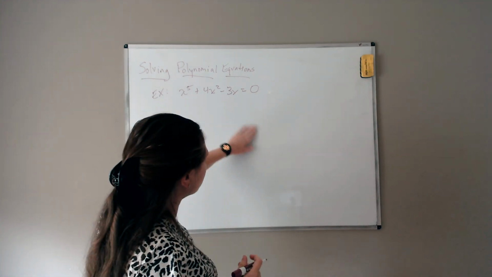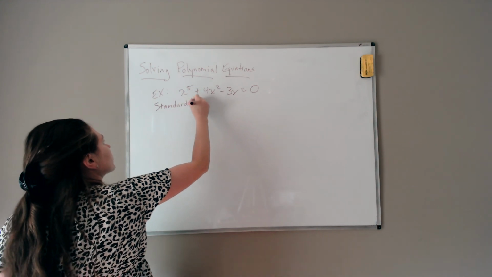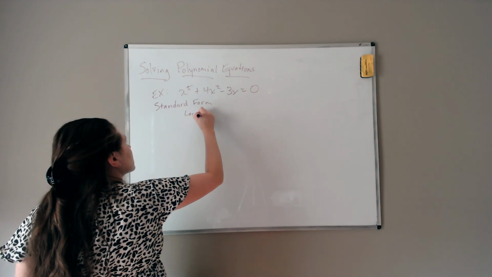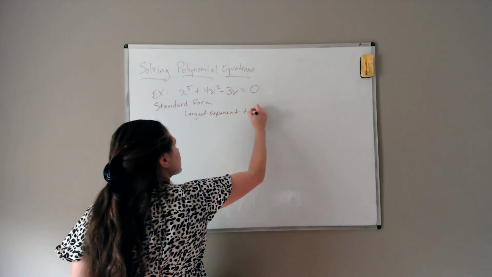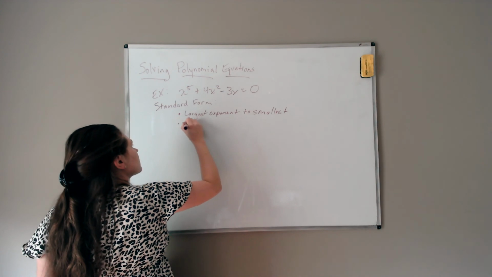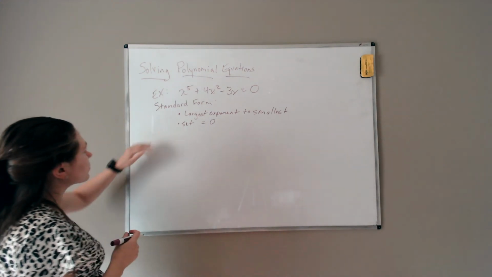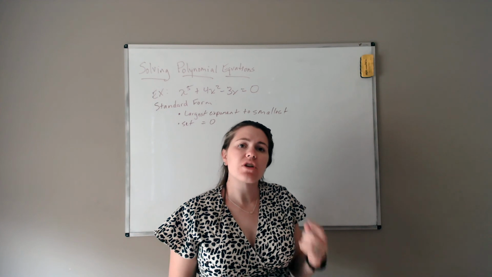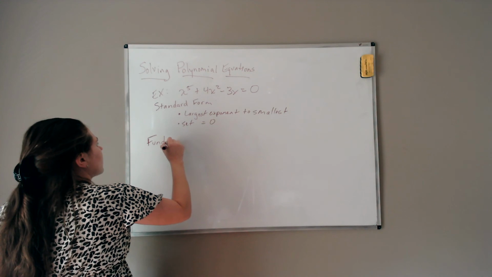Now, some things to go over. You're going to want to look at your polynomial in the standard form of a polynomial equation. Okay, remember, standard form is largest exponent to smallest, and then you want to make sure that it is set equal to 0. Now we need to learn about something that is going to be extremely helpful when we are solving polynomial equations. Okay, the fundamental theorem of algebra.